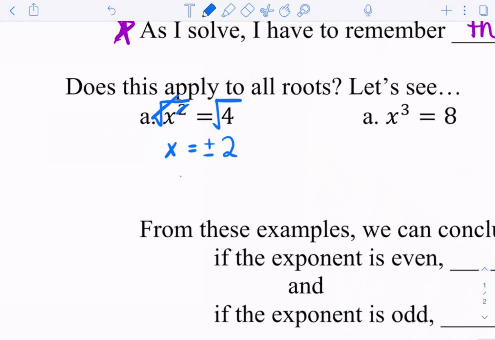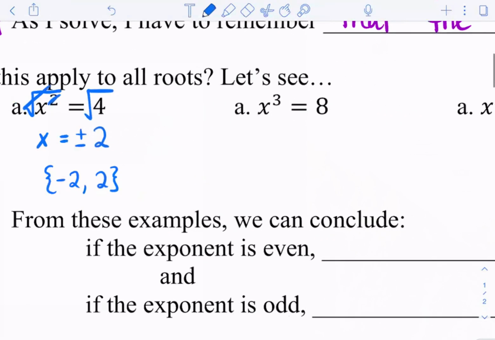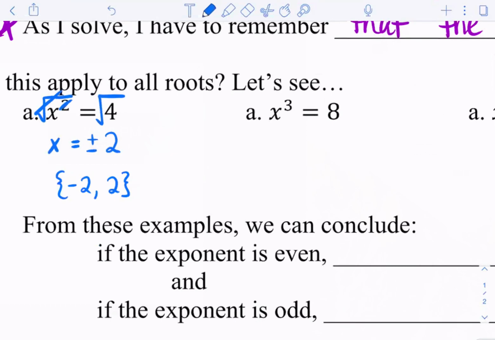Or I could write it like this. My answer is either a -2 or a +2. You could write positive or negative. I like to write my smaller numbers first. So let's see if that works the same way for this next one.